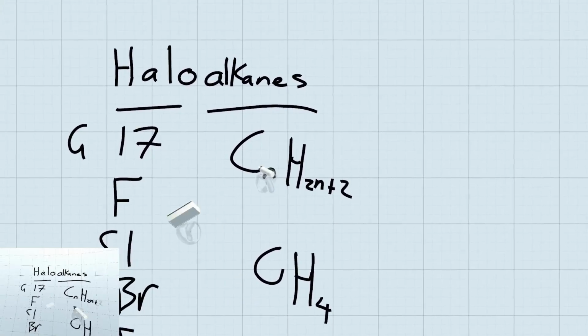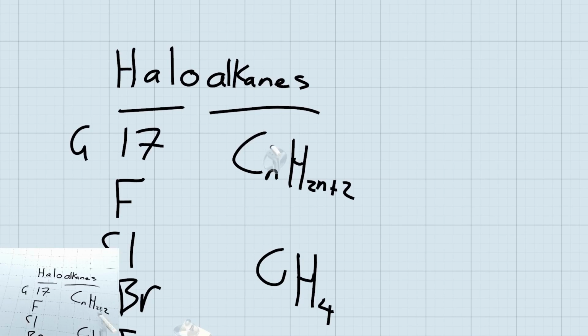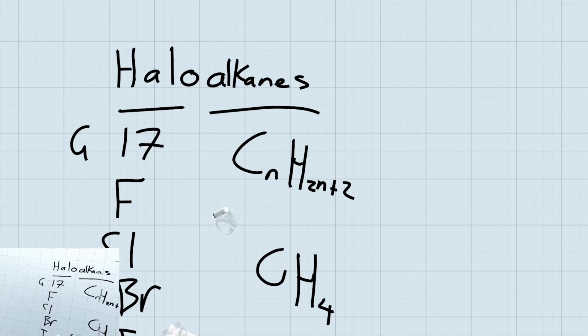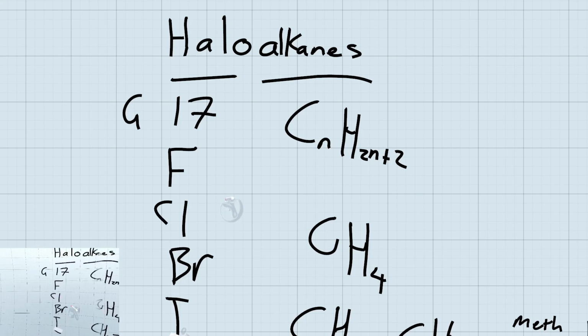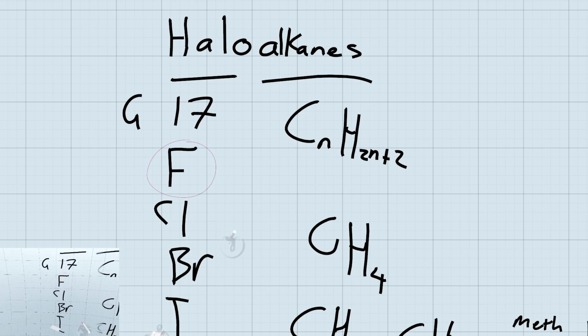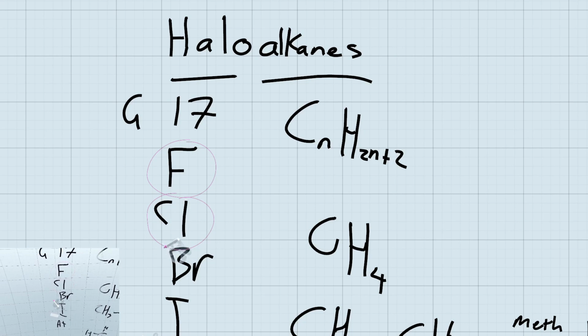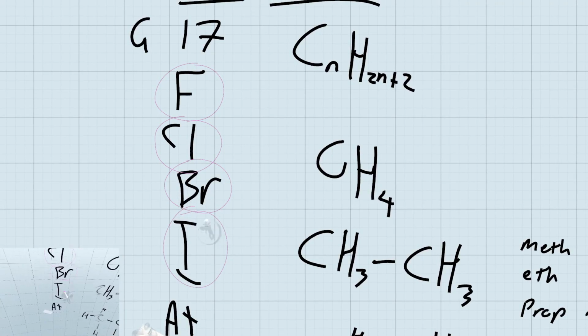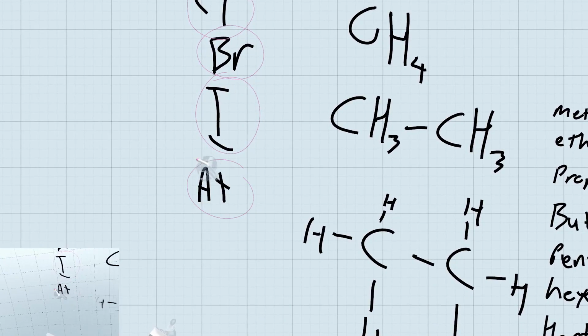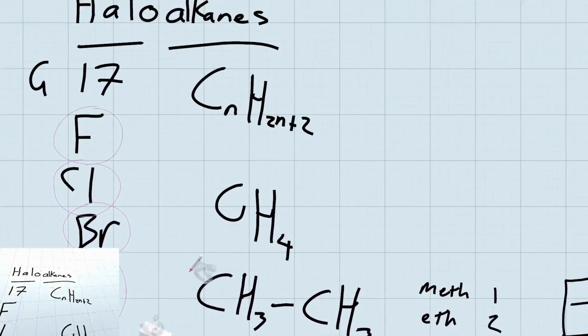So a haloalkane is just an alkane with a halogen group attached to it. And a halogen group can be any of these over here, right? So a halogen can be fluorine, chlorine, bromine, or iodine, and we're not going to talk about this one because no one really cares. Right, moving on.